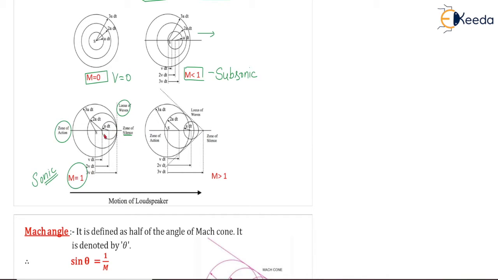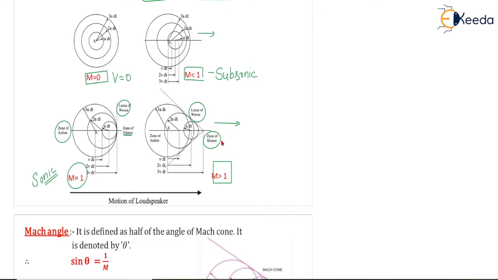So this is the nature of propagation of disturbance for the sonic flow when Mach number is 1, and this last case is for Mach number greater than 1. In this case your body moves faster than the speed of sound, in this direction. So the locus of waves is here, and this is the zone of silence. If you stand here, you will not be able to hear the sound of the object, correct?